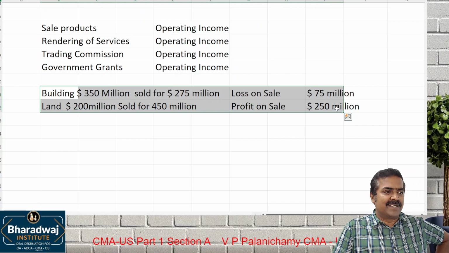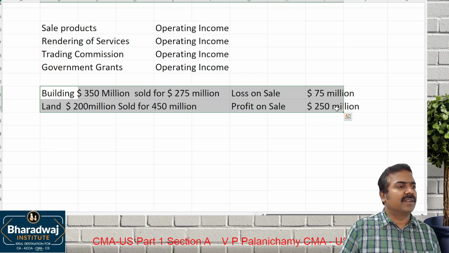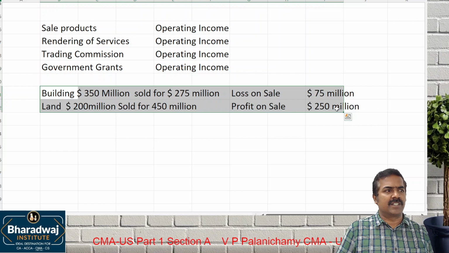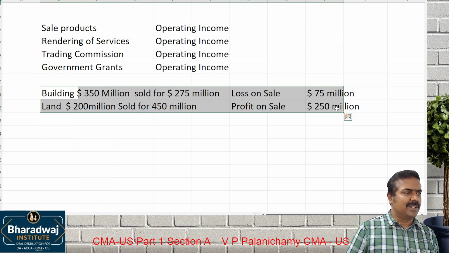Is it your main business? I manufacture and sell products. Okay, building sold for a loss, land sold for a gain. Is it your main business activity? No, that is not. For example, I sell this furniture at a loss, or I sell this laptop for a profit. Is it my business activity? No, that is not my business activity.